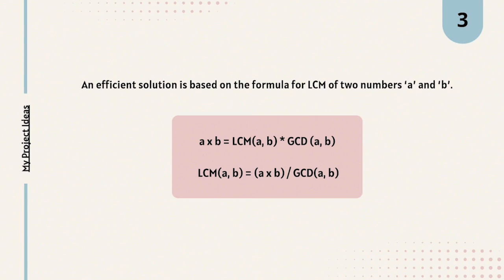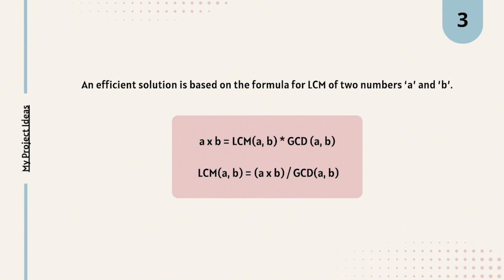See, there is a formula. Product of two numbers, that is A into B, will always be equivalent to LCM of A and B multiplied by GCD of A and B. If you do not know what is GCD, you can refer to the previous video. There we have created a video which is focused entirely on finding the GCD of numbers.